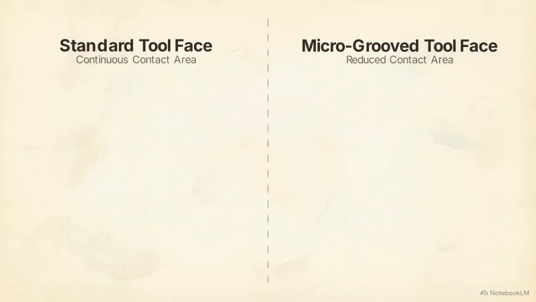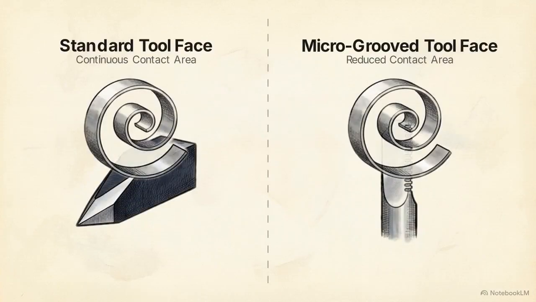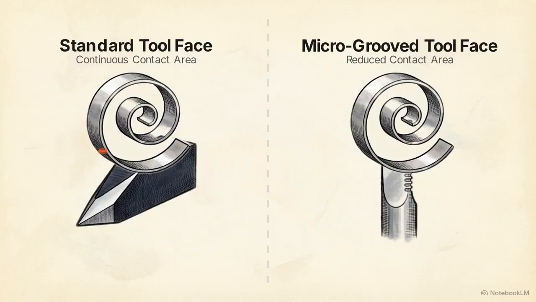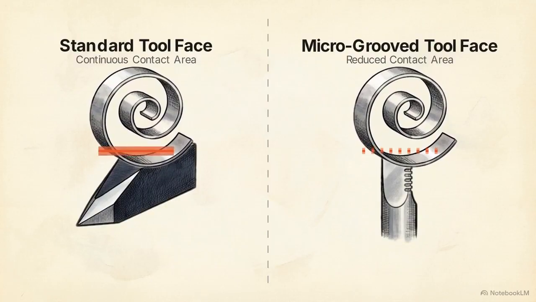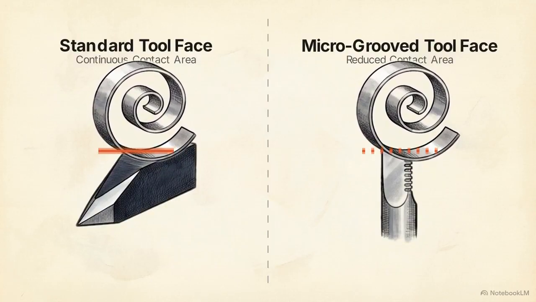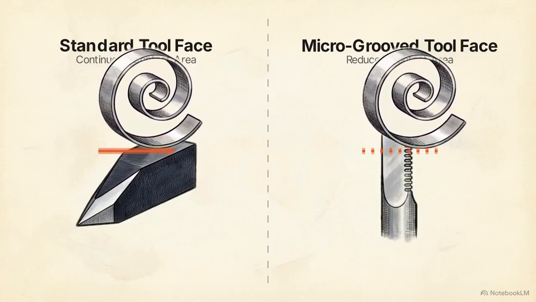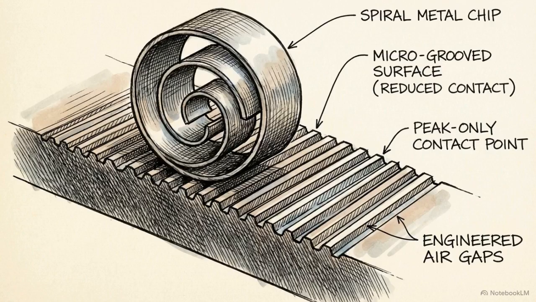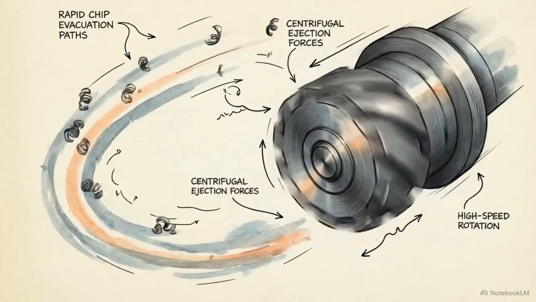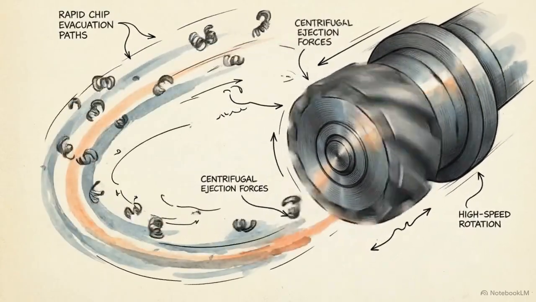This schematic compares a standard flat tool face with a micro-grooved surface. Altering the physical geometry of the tool with these textures limits the contact length, the actual physical area where the superheated chip touches the tool. These carefully designed surface textures physically force the metal chips to curl tightly and snap off. They evacuate the cutting zone before they wrap around the tool or melt into the blade.